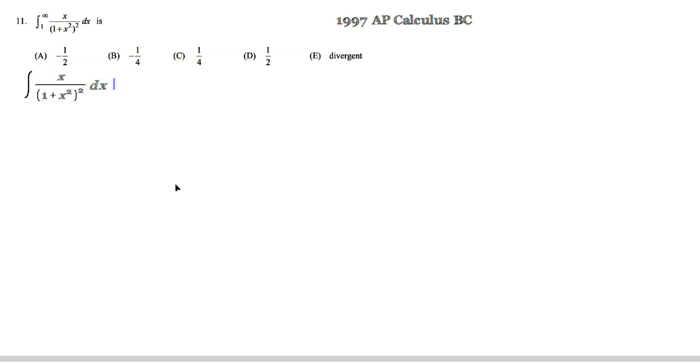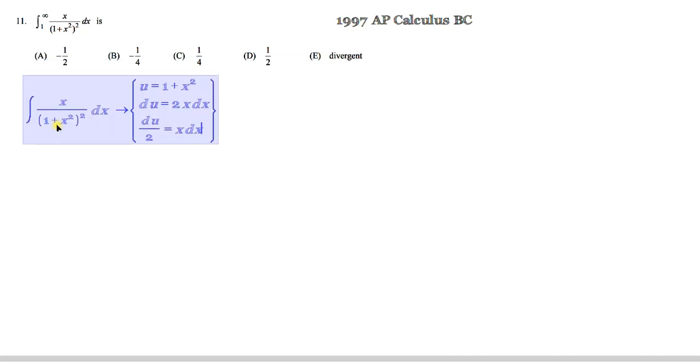When I look at this, I recognize that u-substitution can be used because 1 plus x squared, and then x is close to the derivative of 1 plus x squared. That's how I know. So for that reason, I'm going to set u equal to 1 plus x squared, and then differentiating, du is 2x dx, and dividing through by 2, I know that du over 2 is x dx.